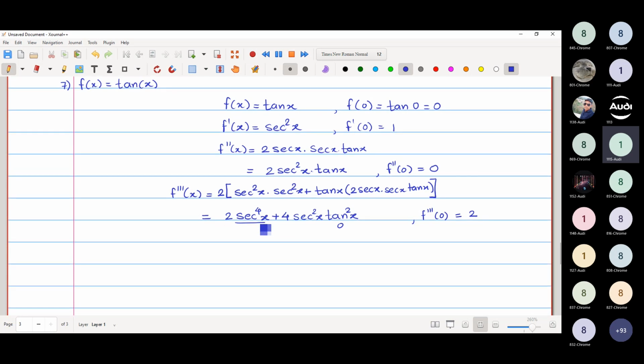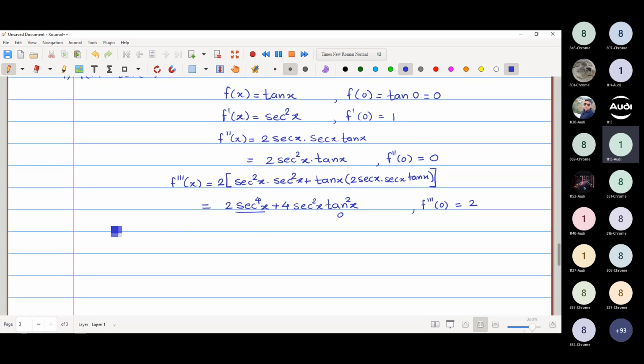Let's do one more. Let's find another derivative of this. It will be complicated, not easy, but we'll do one more. Can you help me find out the next derivative? It will be 8 sec x cube into sec x tan x, and the derivative of that term will come like this. Is it correct? Yes sir.